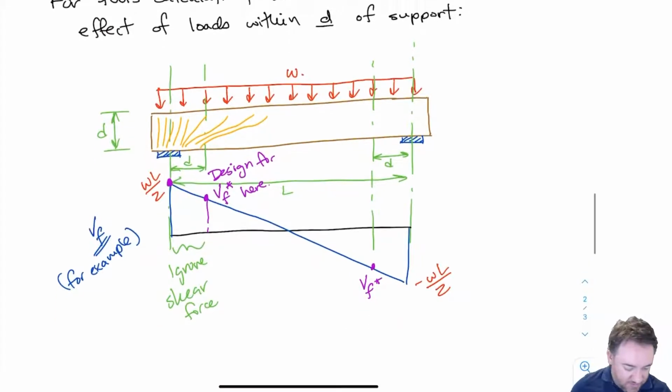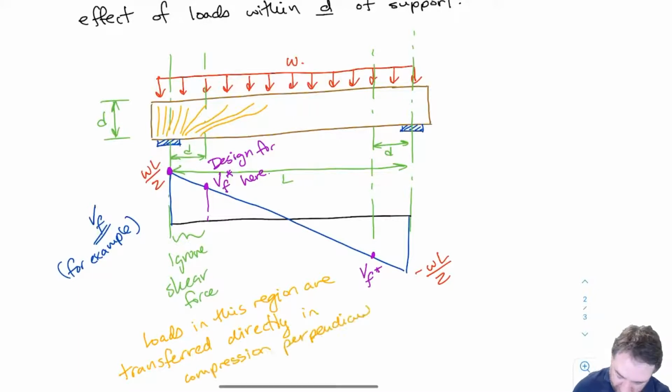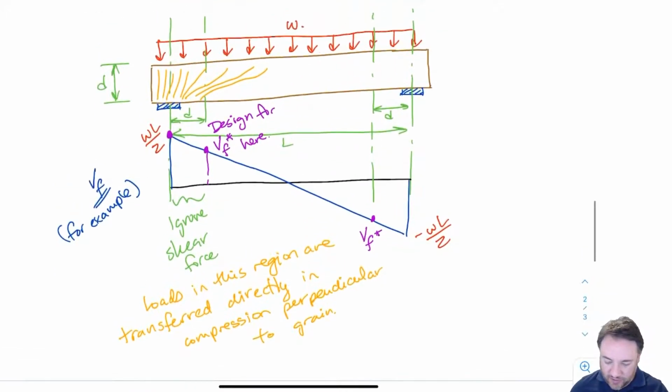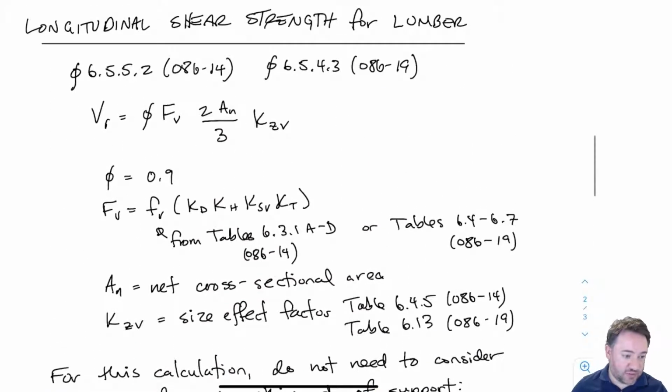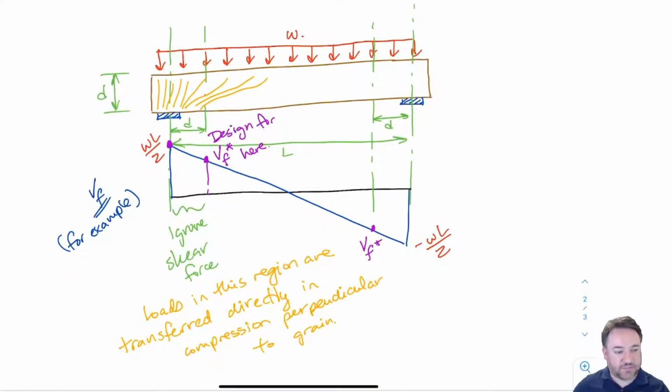Okay, so that's because in that region, the forces are going to be transferred directly in compression perpendicular to grain. So that's what we're allowed to do for this particular longitudinal shear strength calculation. This does not always apply for every case, and as we'll see, we're not permitted to do that when we're calculating fracture, not shear, which we're going to talk about in a second. But for this one, for lumber beams within D of the support, we can basically ignore the shear forces within D of the support for the purposes of comparing to the shear resistance that we calculate using that equation.